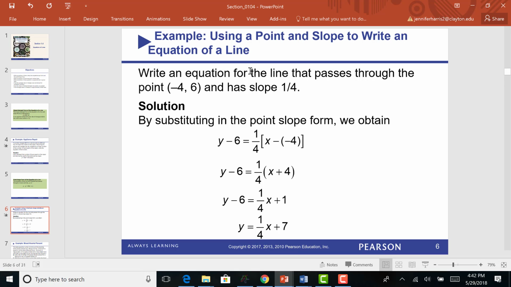you will be given a slope and a point. This is called type 1 for writing an equation of a line. Alrighty. Type 1, you're going to be given a point and a slope.